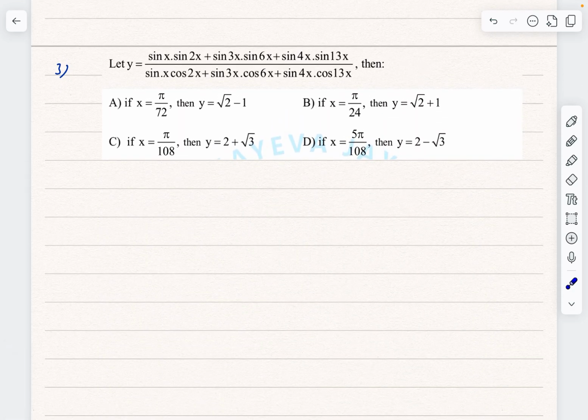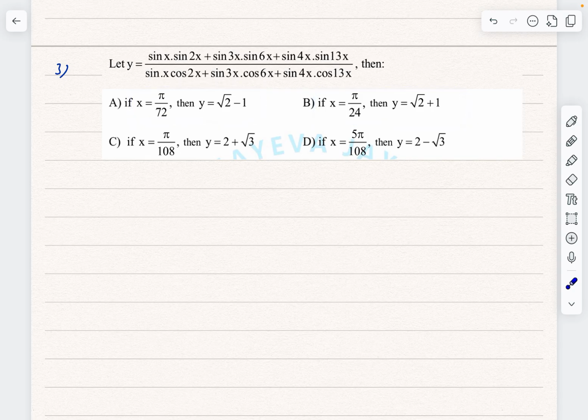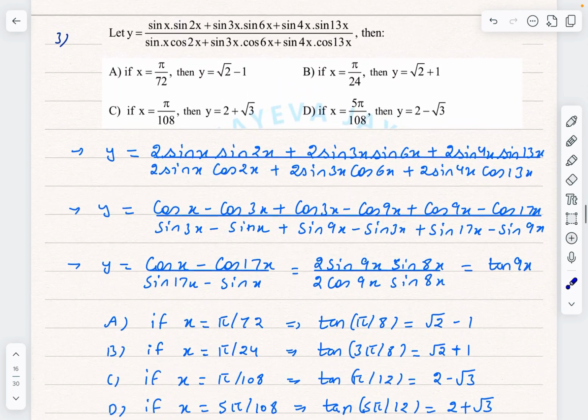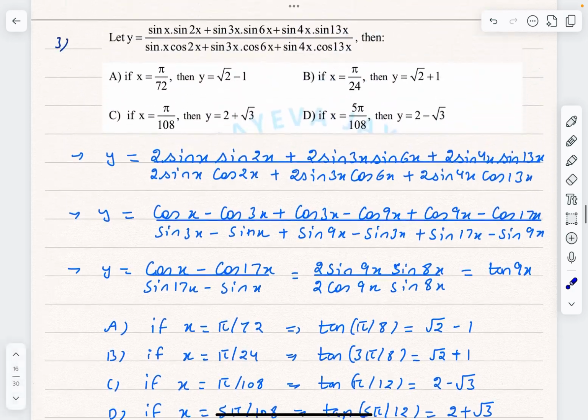Next is y equal to sin x sin 2x plus sin 3x sin 6x plus sin 4x sin 13x by sin x cos 2x plus sin 3x cos 6x plus sin 4x cos 13x. Then you have to find the value of y for the particular values of x. So you can pause and give it a try. Let us start this question now. The answer for this problem is A and B. Let's see how.